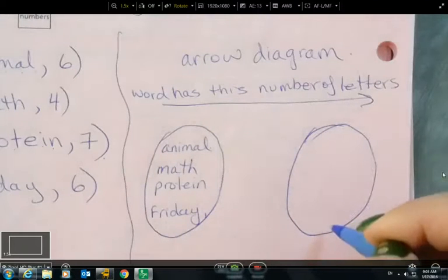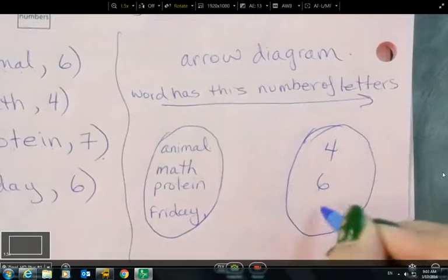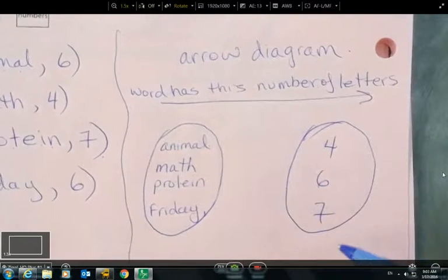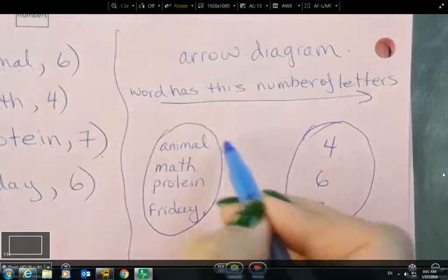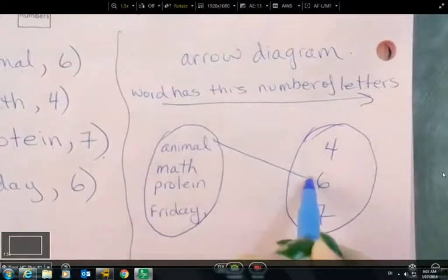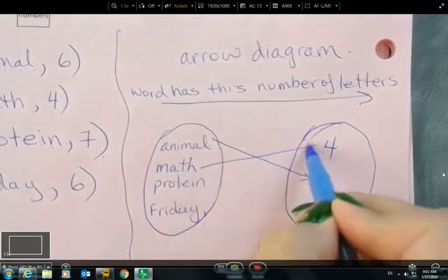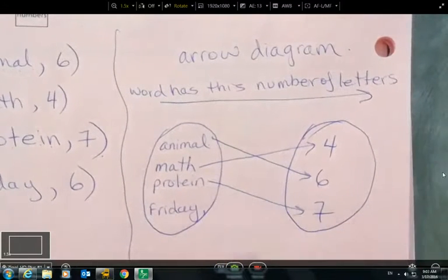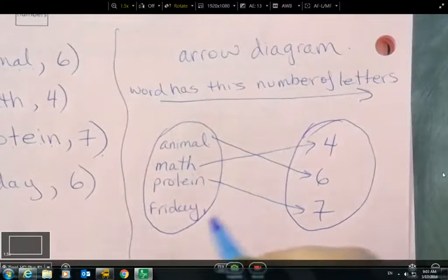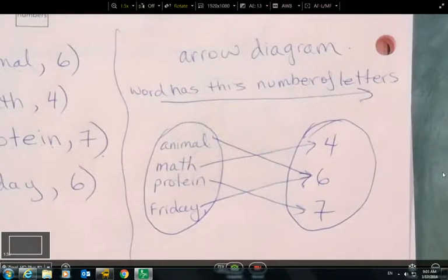The numbers. So I'm going to write 4 and then 6 and then 7. I only want to write each number once. So where does animal connect to? 6. So I draw an arrow to 6. And then math goes to 4. And then protein goes to 7. And then Friday goes to 6. All right. Perfect. Awesome.